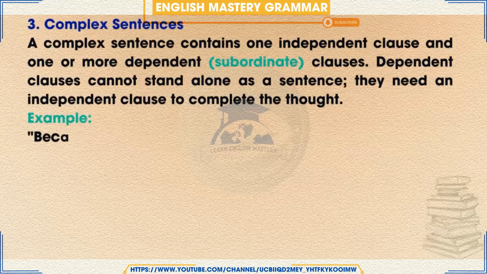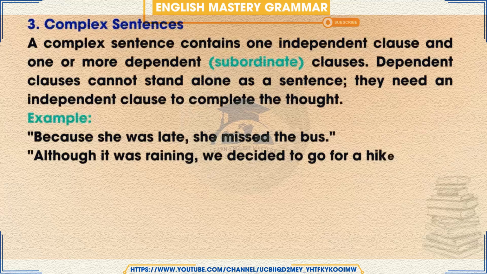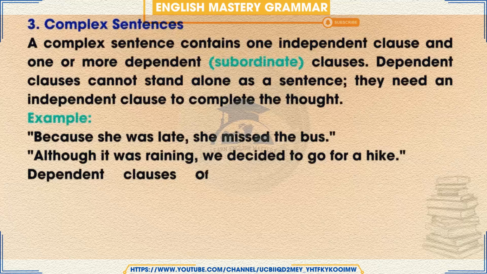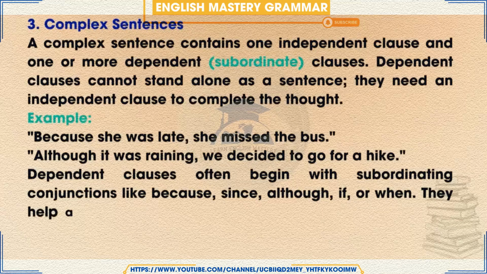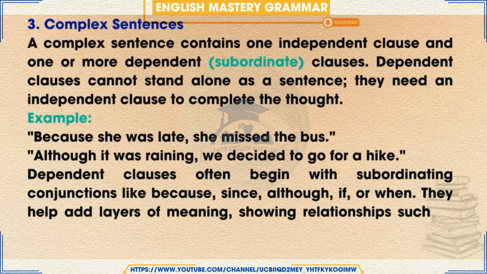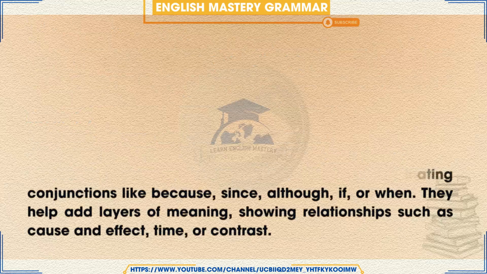Example: Because she was late, she missed the bus. Although it was raining, we decided to go for a hike. Dependent clauses often begin with subordinating conjunctions like because, since, although, if, or when. They help add layers of meaning, showing relationships such as cause and effect, time, or contrast.